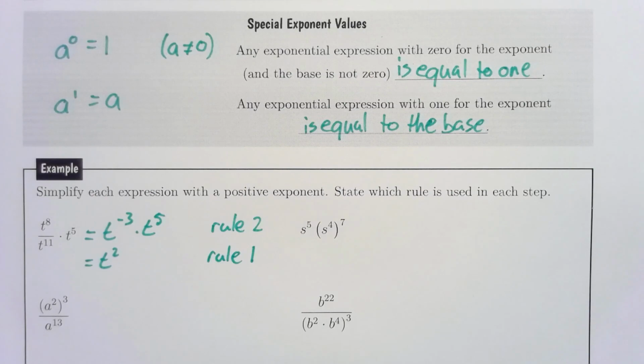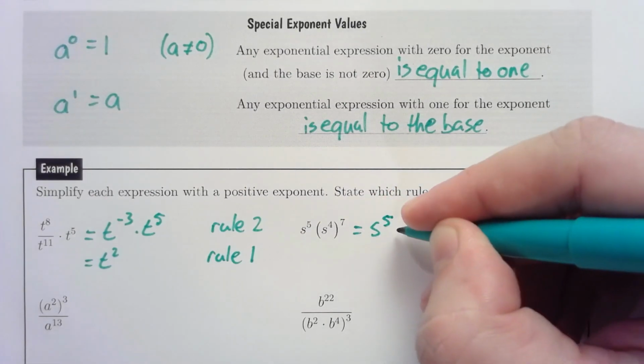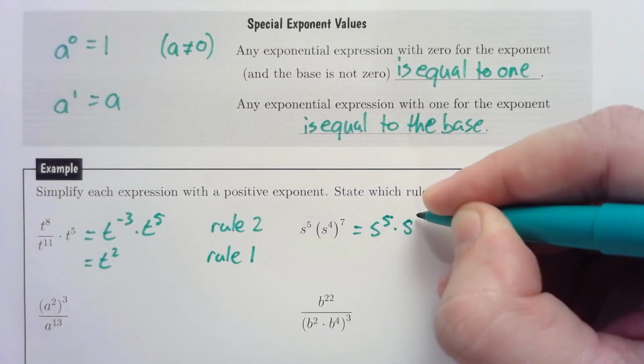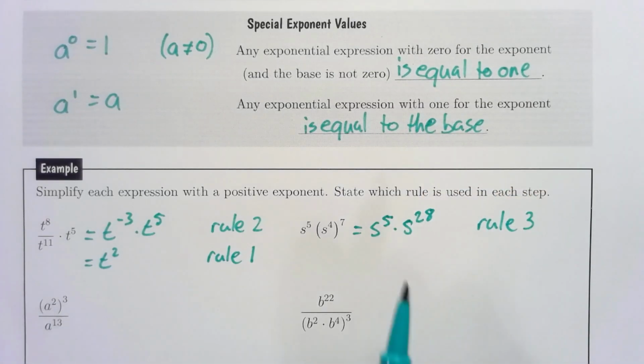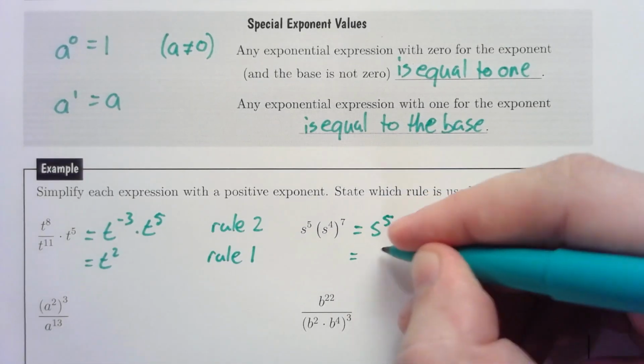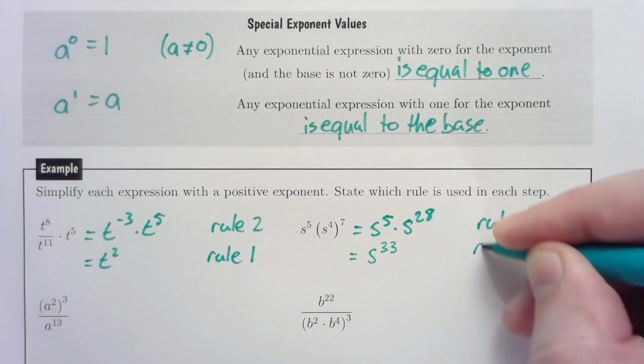If we have s to the power of 4, which is then to the power of 7, rule 3 lets us multiply those exponents to get s to the power of 28. Now if that's multiplied by s to the power of 5, rule 1 lets us add our exponents, and we get s to the power of 33.